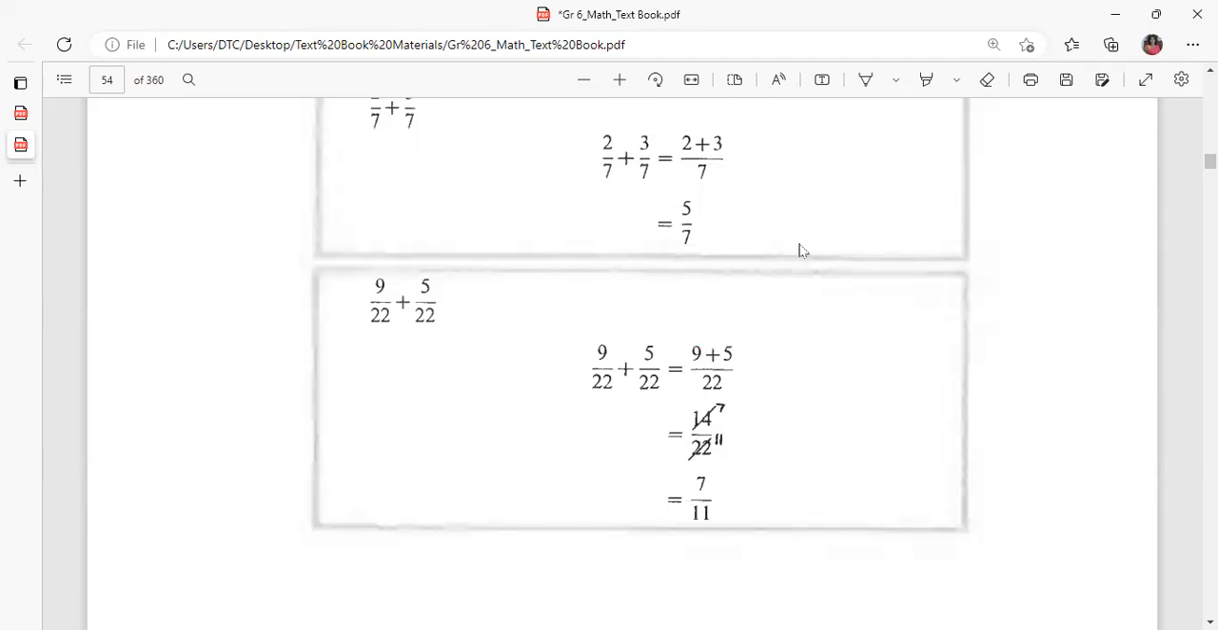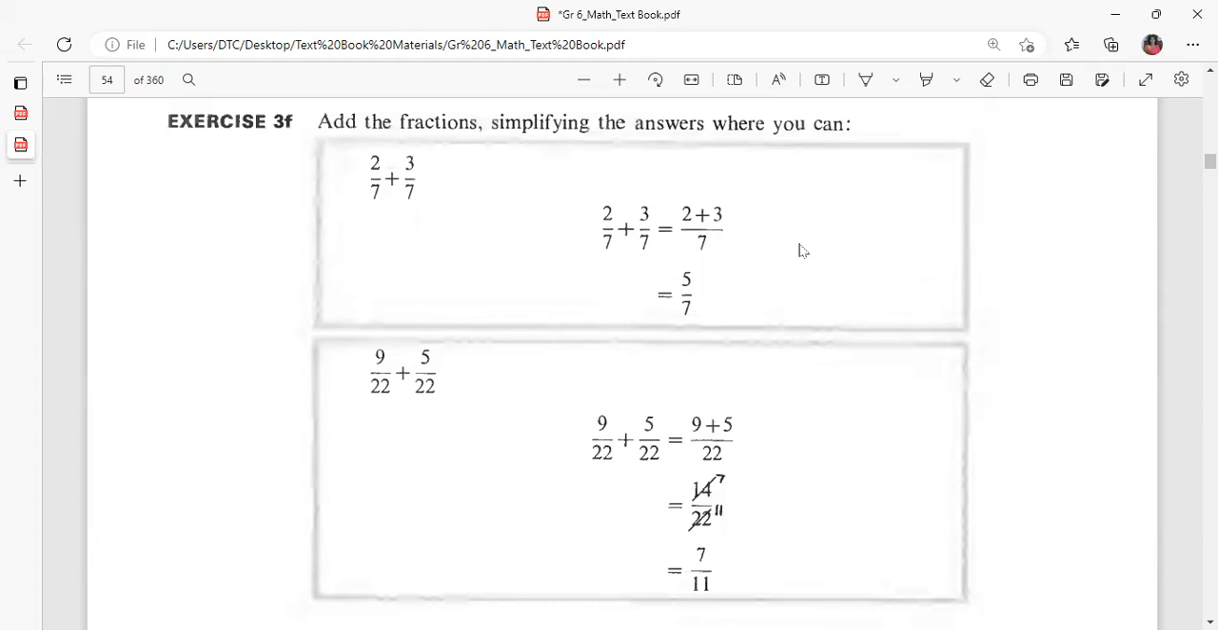But the second example, you can see you have 14 and 22. What they have done, they have divided both numerator and the denominator by 2. 2 times 7, 14, and 2 times 11, 22. Then the final answer is 7/11, which you cannot simplify further, right? But the first step, what they have done in both cases, as you have the same denominator, they have drawn the longer line and they have just added the numerator values, 2 plus 3 and 9 plus 5. And if it is possible to simplify, then the second example shows us how to simplify it, right?